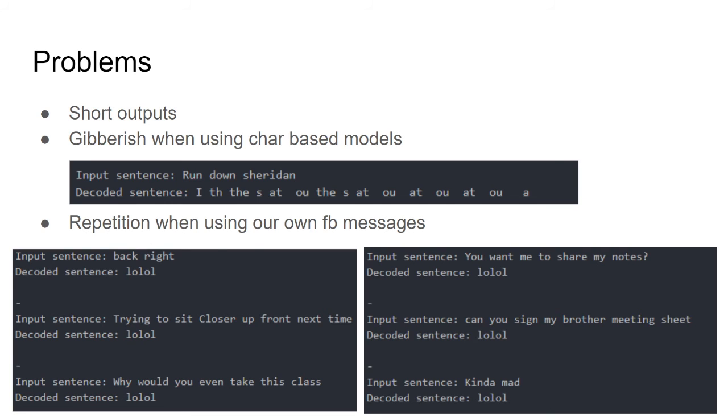There were some problems with our model. First, the outputs do seem rather short. And also when we use a character-based model, it outputs a lot of gibberish, as can be seen in the example below, a screenshot. There were also a lot of repetition when using our own Facebook messages as our data set. As seen in the two screenshots below, a lot of the output were just LOLs. Now this may be because our Facebook messages basically contain a lot of these kind of phrases.